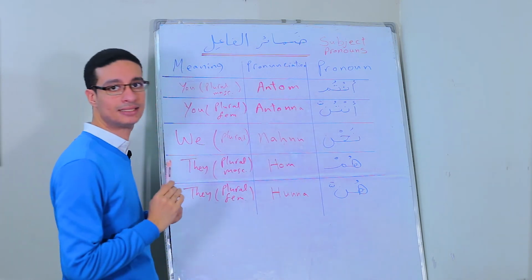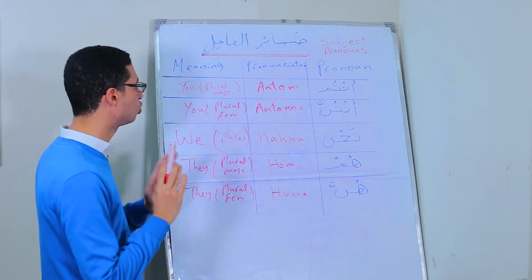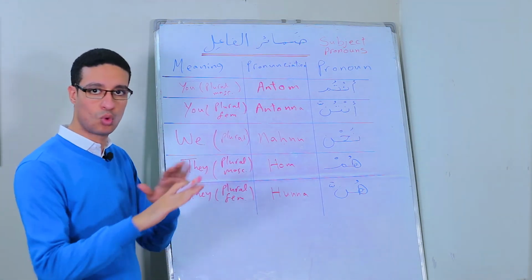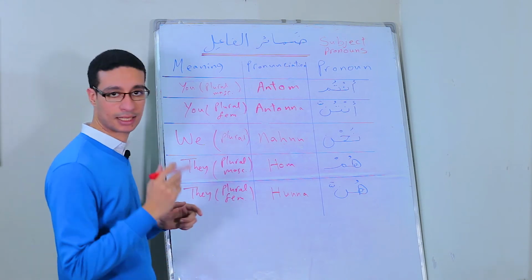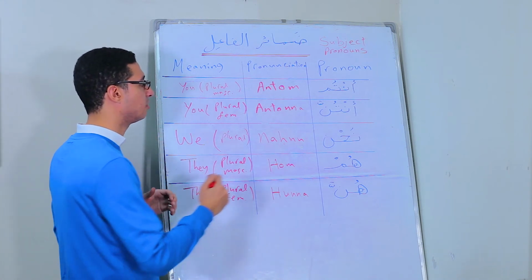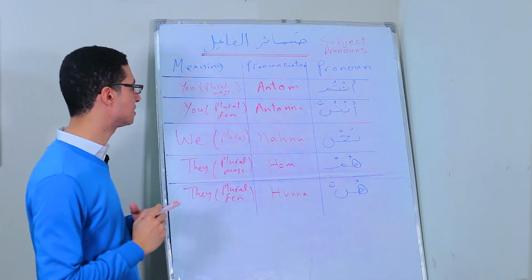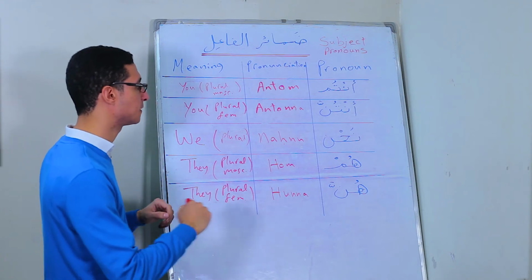Antunna is you, plural for feminine. It's plural if you're talking to a group of women. All of them are women and girls, so it will be antunna. Okay. The next one is nahnu. Okay, we have already discussed this, and it's we for the plural. It doesn't have any other forms.